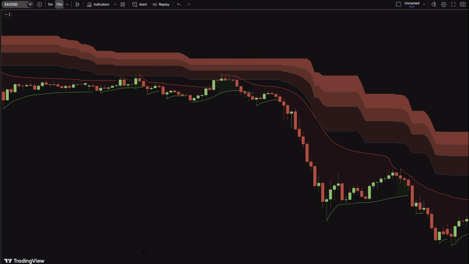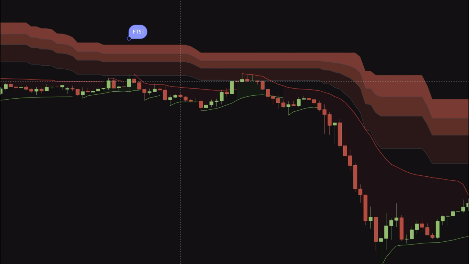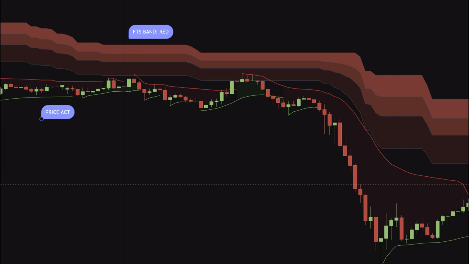The FTS band is red. The price is below it. That's a downtrend. Long-term momentum is bearish. So what do we do? We skip every buy signal. All of them. I don't care how tempting they look. If the trend is down and you're trying to catch a bounce, you're fighting the market. That's how accounts blow out. You wait for sell opportunities only, but you don't just sell because the band is red.